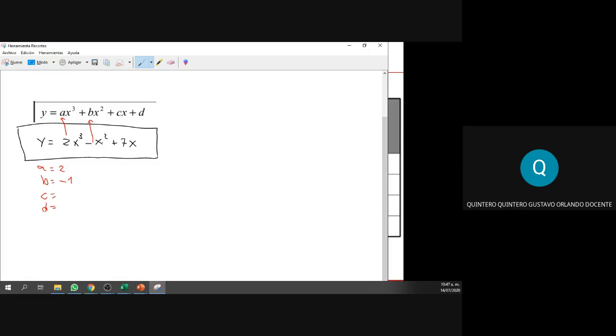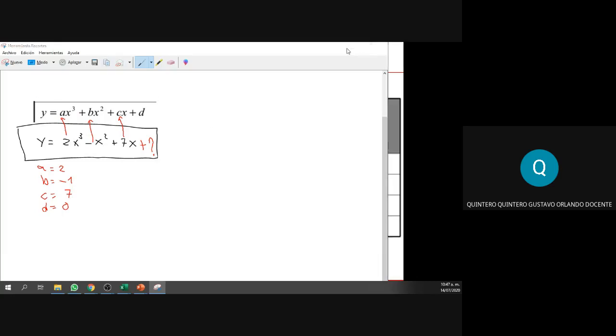What is the value of C? The value of C is the one that goes with x alone, right? So 7. And what is the value of D? There's nothing there. There's no D. We're not adding something, right? So what is the value of D here? Well, in this case, the value of D is 0. Pretty good, Danny.